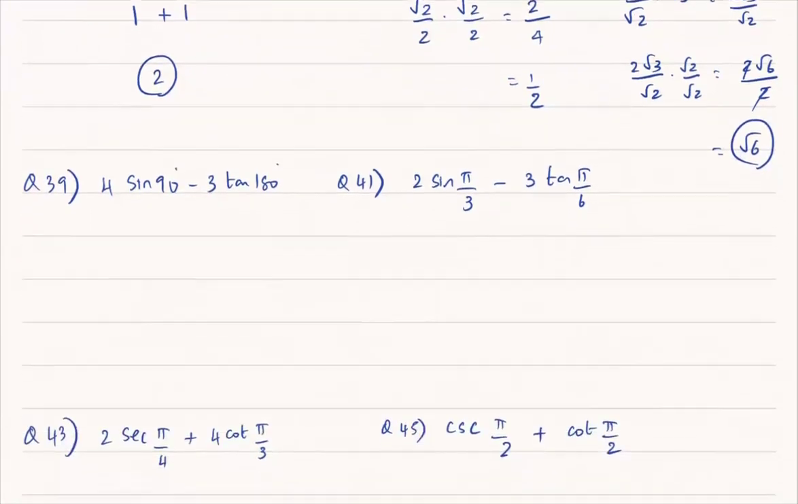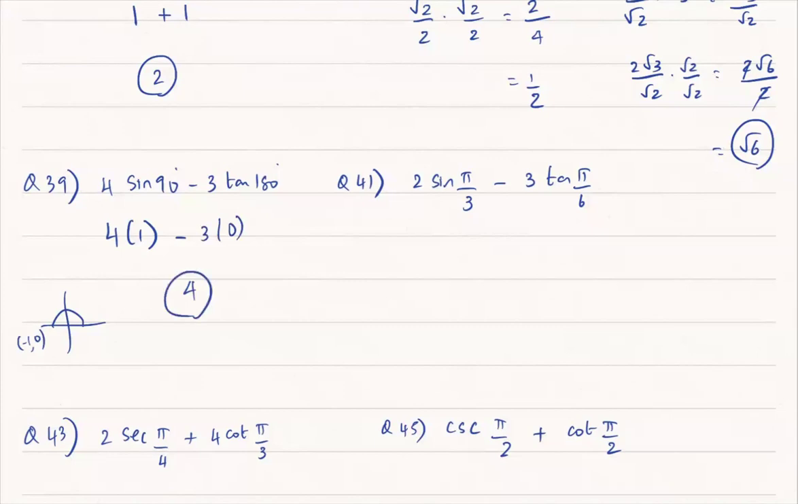4 sine 90 minus 3 tan 180. Sine 90 is 1. Tan 180, where is 180? 180 degrees is here. The coordinates are negative 1, comma 0. So tan 180 is 0. So the answer is 4.